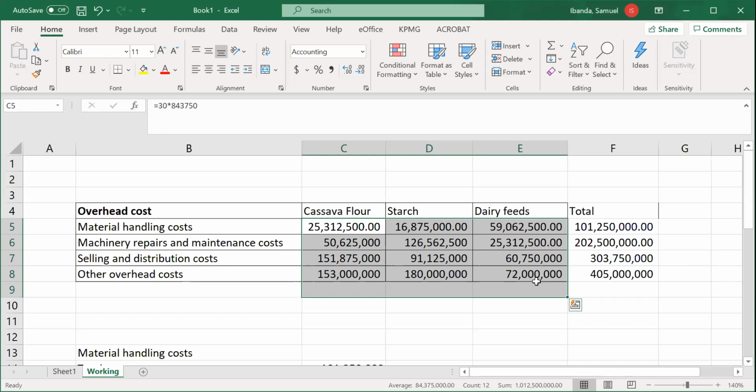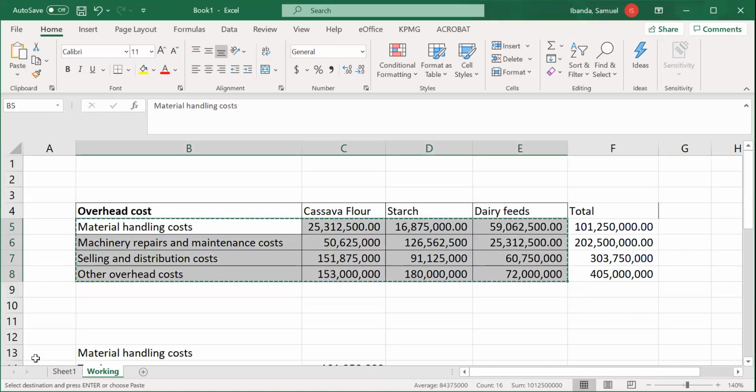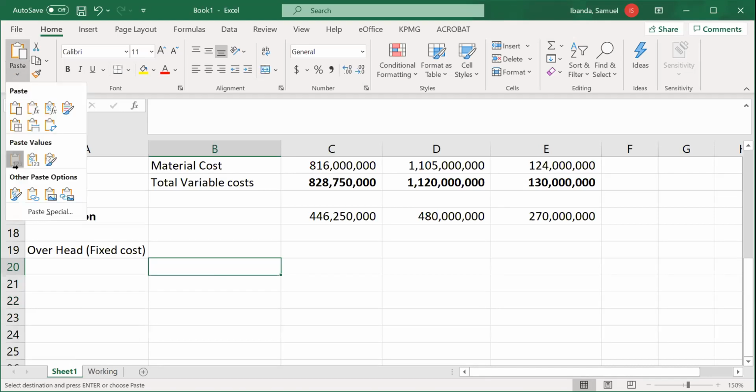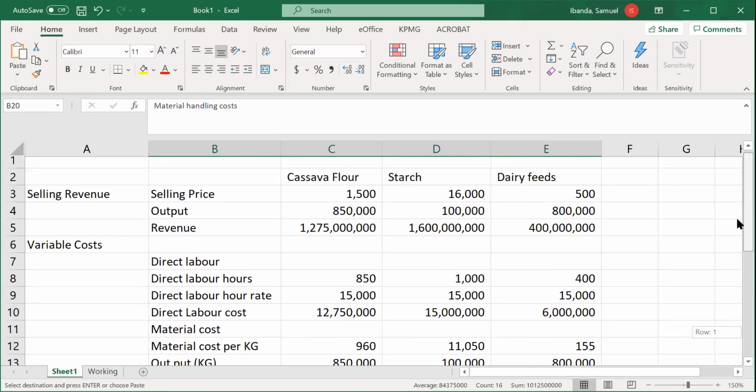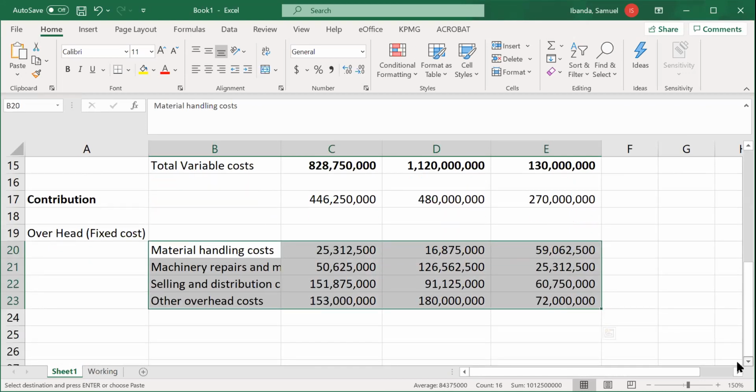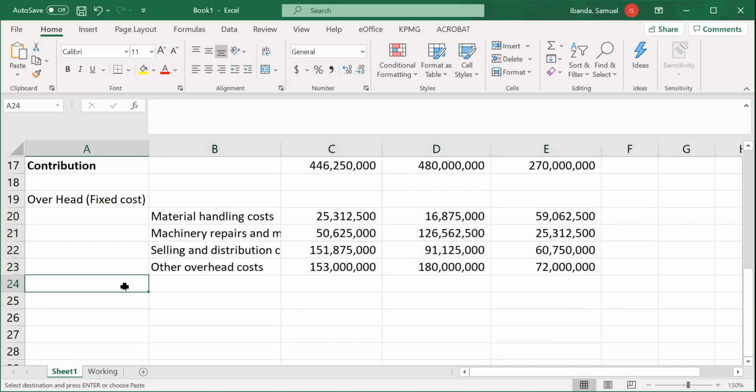So as I have this information, I'll copy it and take it to the other side. Okay. So you can copy one by one, but for me, I'll just come here and I'll copy and paste it here. And what I'll do, I'll get my total overheads under each product.